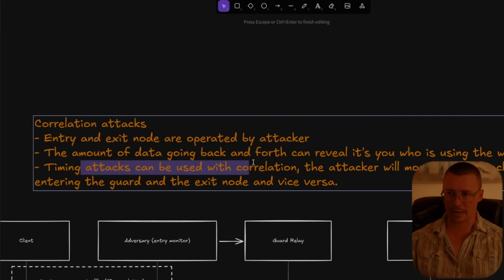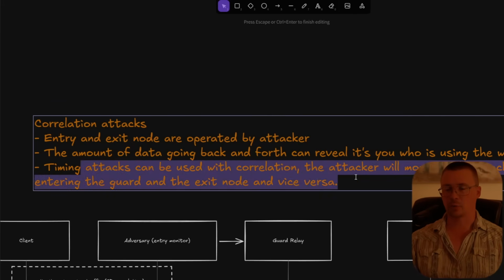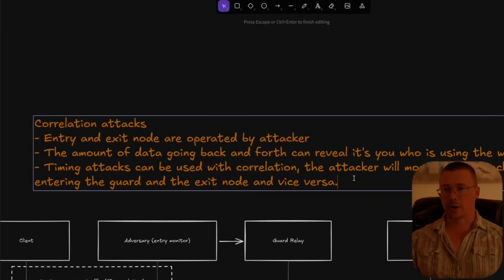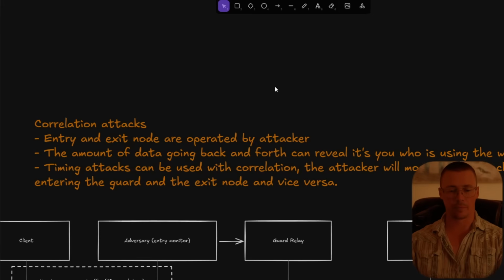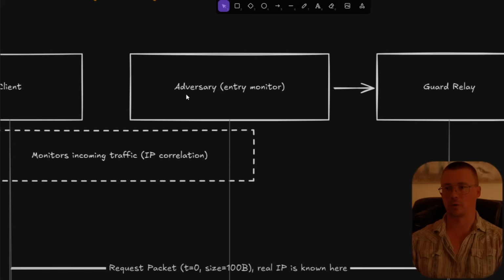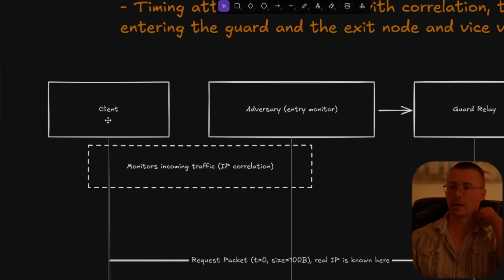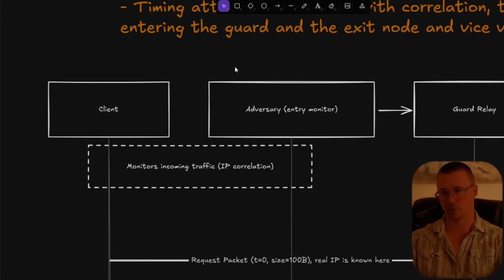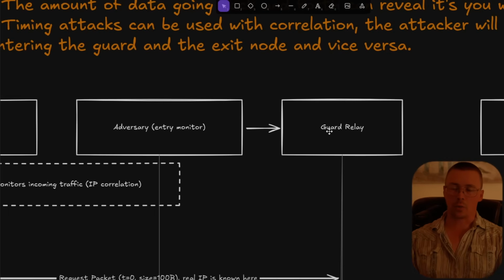And then timing attacks can be used in combination with correlation attacks to monitor when the packets are entering the guard and the exit node and vice versa. So let's go to this, I guess you could call it a flow chart, so it makes more sense. The client here is you. That's your computer. Let's say this is you using a Linux desktop with a Tor browser. This is the guard or the entry relay.